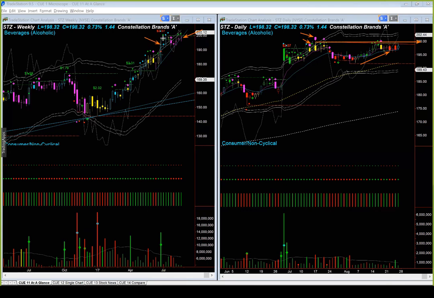So this was earnings week. After that, price didn't go much higher. This was the earnings gap up day. Since then, price couldn't really go up. So it is moving sideways.